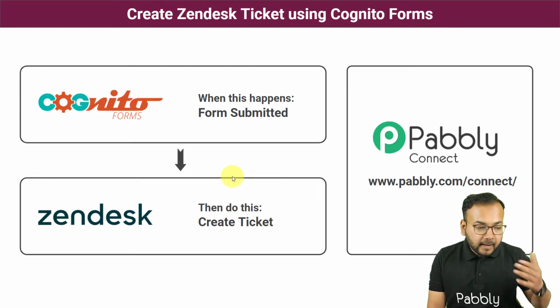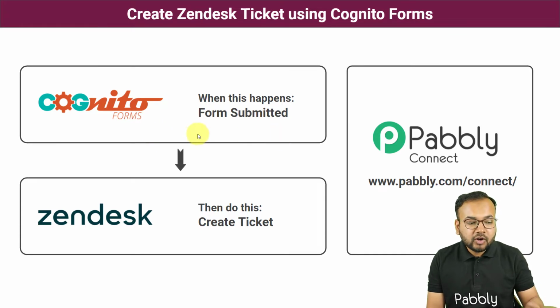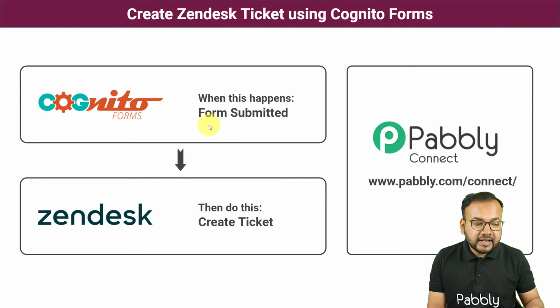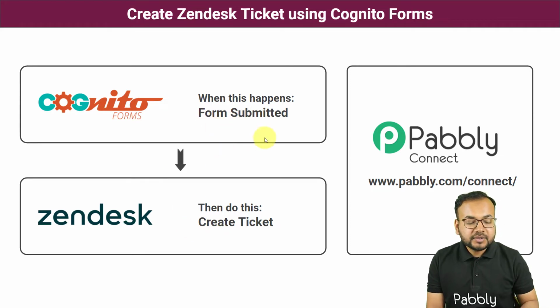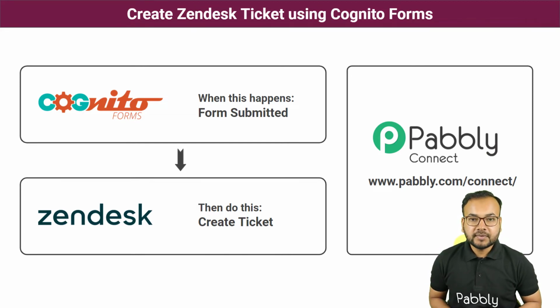You just have to create a form and share it with your customers, and then you do not have to manually copy paste any data from this form and create a ticket here. As and when the form is submitted, the ticket will be created automatically. To make this happen, we are using Pabbly Connect, which is an integration and automation tool. The best part of setting up this automation is that you will not require any coding skills or programming knowledge, so anyone can set it up very easily.